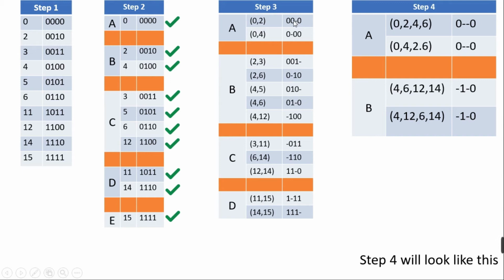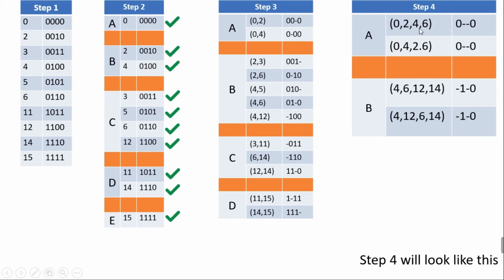Alright, so here we can see that there is only one bit difference and the dash position also matches, right? Since both of these conditions match our necessity, we are going to put 0 2 and 4 6 into step 4. We're going to write them together, 0 2 4 6, because we got the match using these two pairs, 0 2 and 4 6.